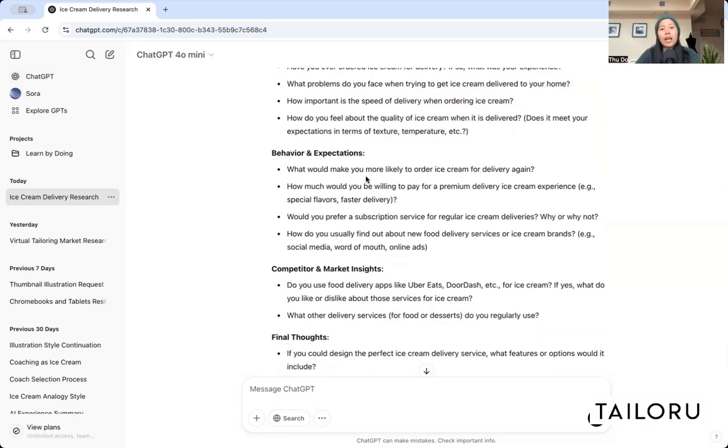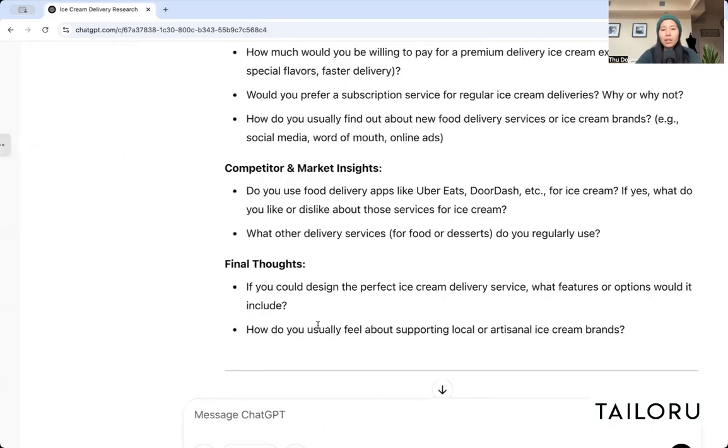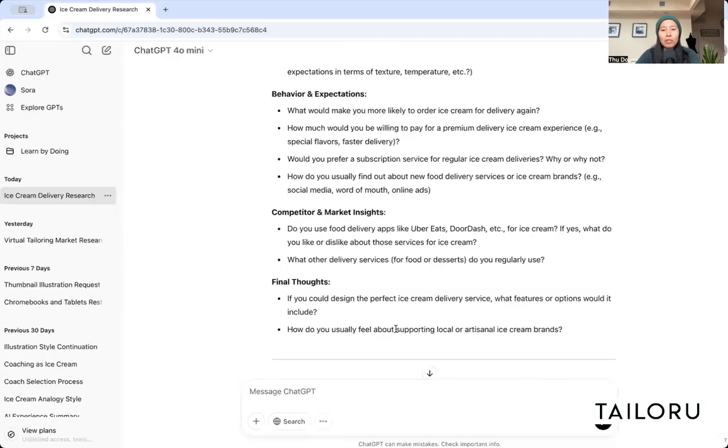Some expectations, competitive market insight and final thoughts. In a lot of interview plans, there is always an open question of if you could design this perfect delivery service, what features would you have to have? But this last question here is a little bit off the cuff, in which we're talking about the ice cream delivery service, but it's already talking through unique flavors and customizations from local and artisanal ice cream brands. So ChatGPT is doing some strategic thinking here in beginning to ask the question, what would make this delivery service unique and defensible in the face of the market, right?